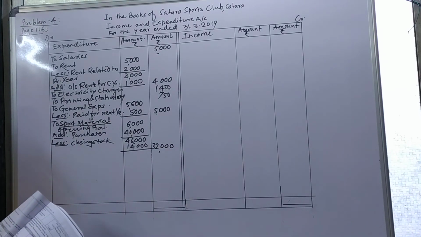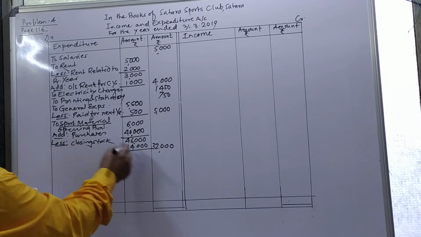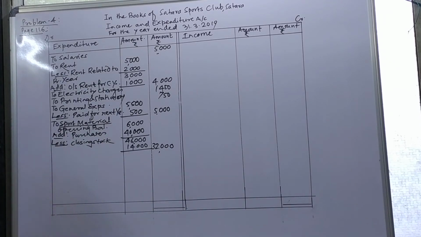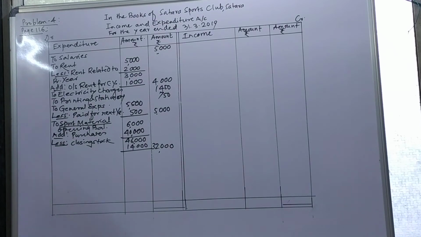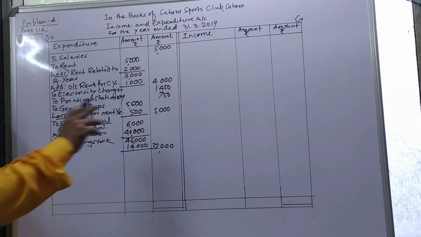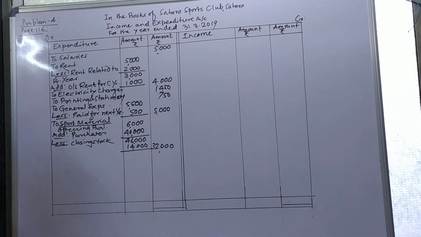Just see what is given regarding sports material: opening balance given in the adjustment 6,000, and on the payment side 40,000 additions made, total 46,000, and they have given us the closing stock of sports material 14,000. When the balance sheet is asked, we must show this closing stock on the asset side of the balance sheet. But they have not asked for it. So like this we can prepare.